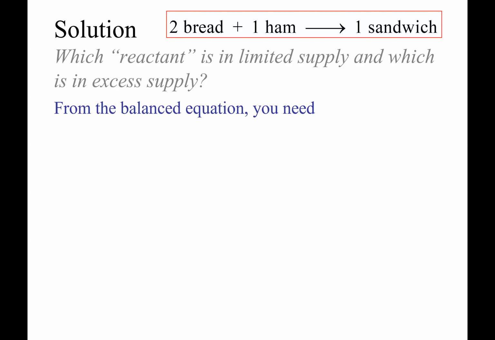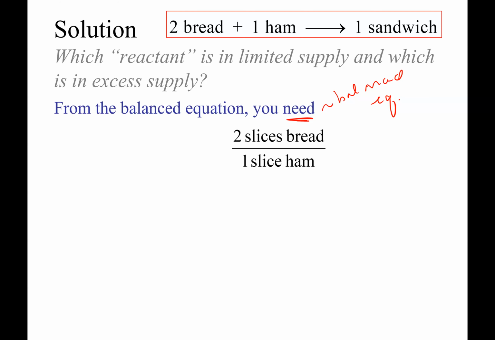I come up with 2 ratios. I have the need ratio, and that's going to be from the balanced equation. My need ratio basically says I need 2 slices of bread for every 1 slice of ham. That's my need ratio. Where did I get it? From the balanced equation. 2 slices of bread, 1 slice of ham.